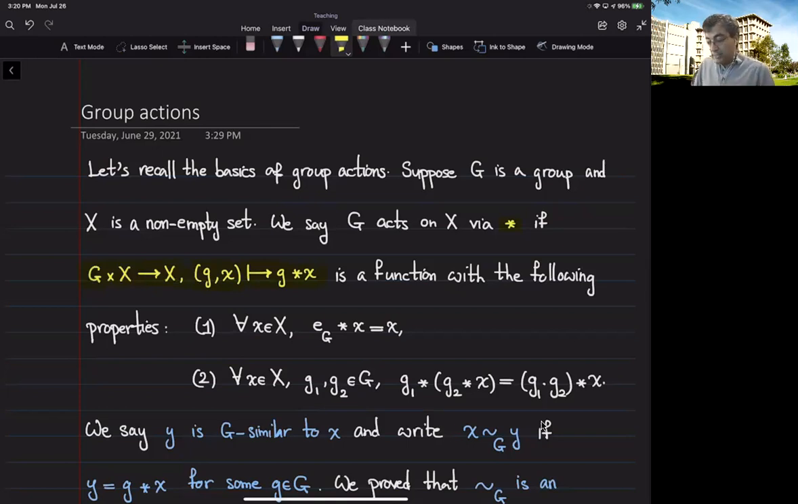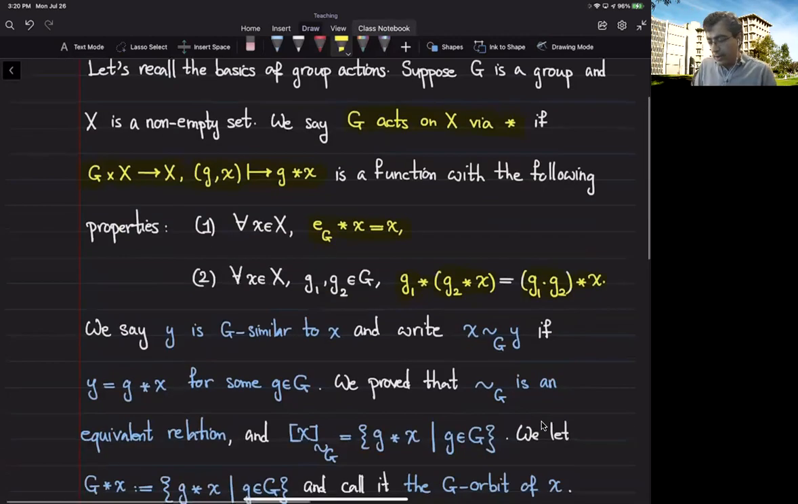Intuitively, we are thinking about G acting via symmetries on the set X. So this function has the following properties: if I start with the neutral element, it's supposed to behave like the identity function from X to X. And if I give it G1 and G2, then the way that they act on X is compatible with the group operation inside the group G. That means G2 star X, and then if I apply G1 on this point, it's the same as applying the product of G1 and G2 to the initial point X. If star has these properties, we say that G acts on X via star.